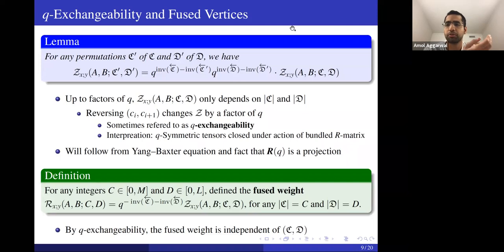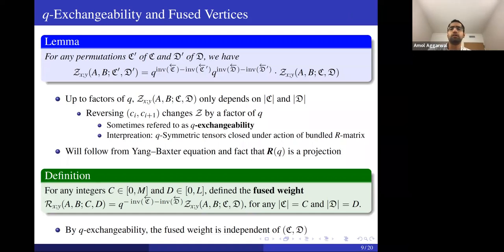And the linear algebraic, or representation-theoretic, if you like, interpretation of this is that it's basically saying that q-symmetric tensors are closed under the action of this bundled R matrix. You can convince yourself, if you wanted to write down in linear algebra in terms of the R matrix what all this meant, it's basically saying that the bundled R matrix leaves the space of q-symmetric tensors closed.